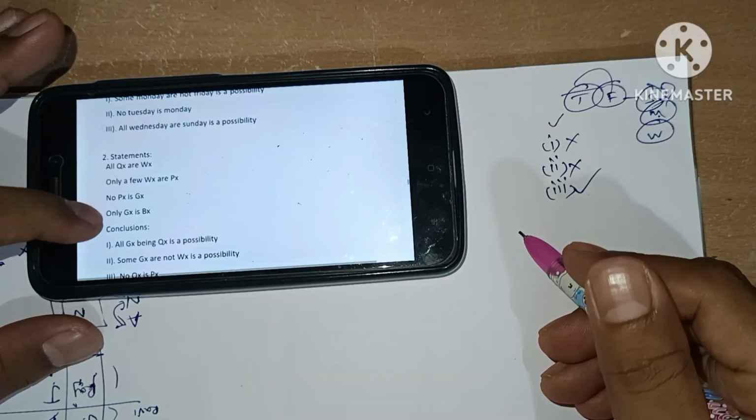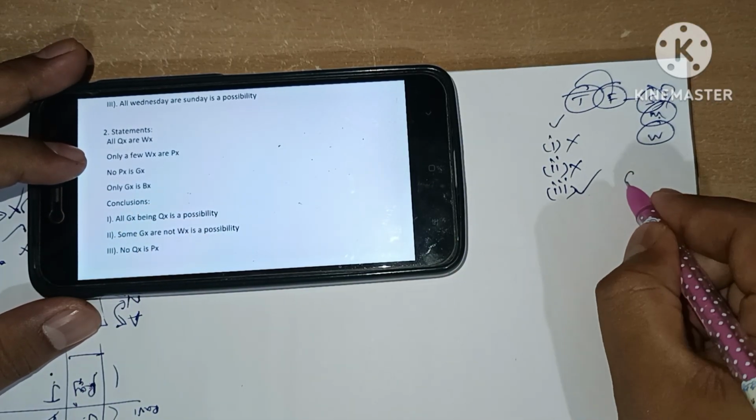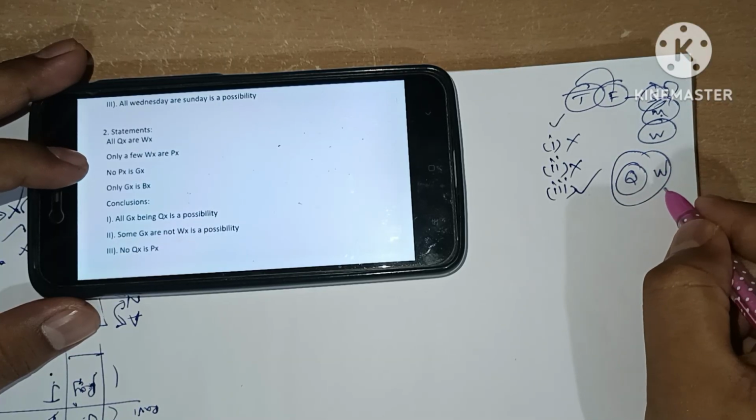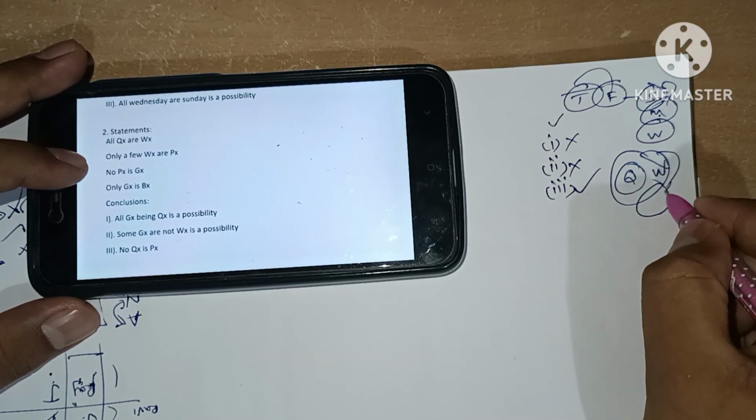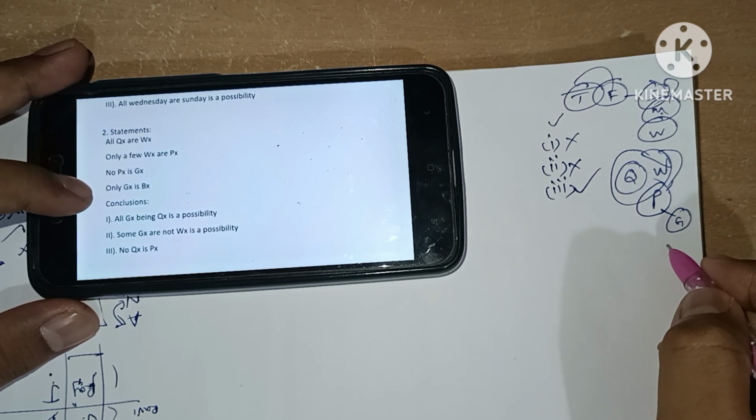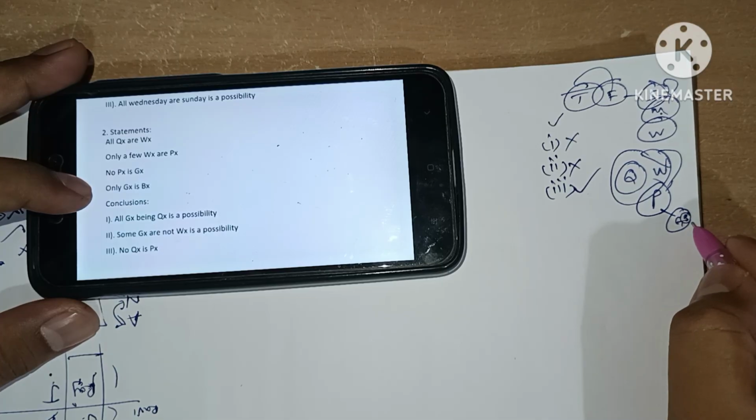Okay, let's see second question. All Q are W. Only a few W are P. No P is G. Only G is B. So B is inside G and doesn't share with anything except G.